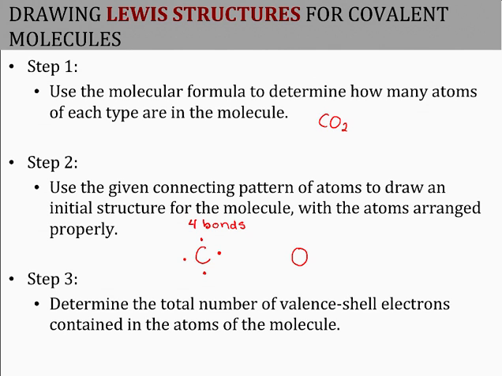And then oxygen is in group 6A, so it has 6 valence electrons. And only 2 of its electrons are unpaired, so those 2 electrons are available for bonding. So oxygen can only make 2 bonds. So that means that carbon will go in the middle of the molecule.